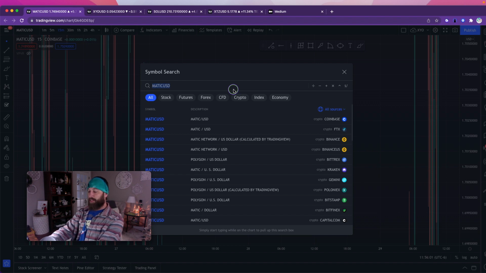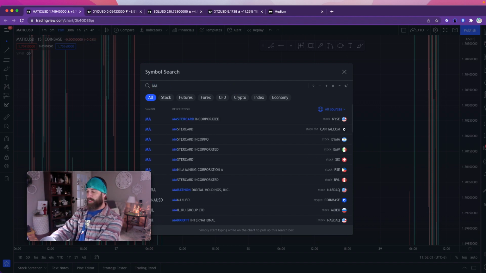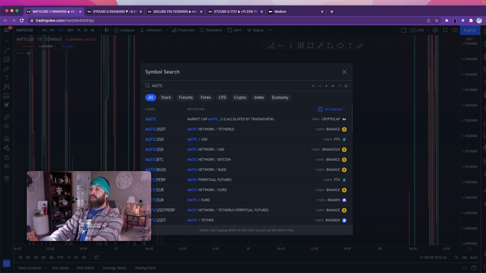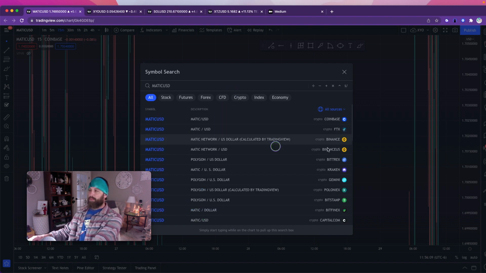So, to get to the MATIC chart, this is the new ticker that I want to highlight. Make sure you put in USD at the end. You're going to find the Coinbase chart, since that's what I'm suggesting you use. That's the chart we're going to use when we're doing our charting. Coinbase is what we're using to buy and sell, as well as our access point to the decentralized finance portals, which you will soon be learning about.